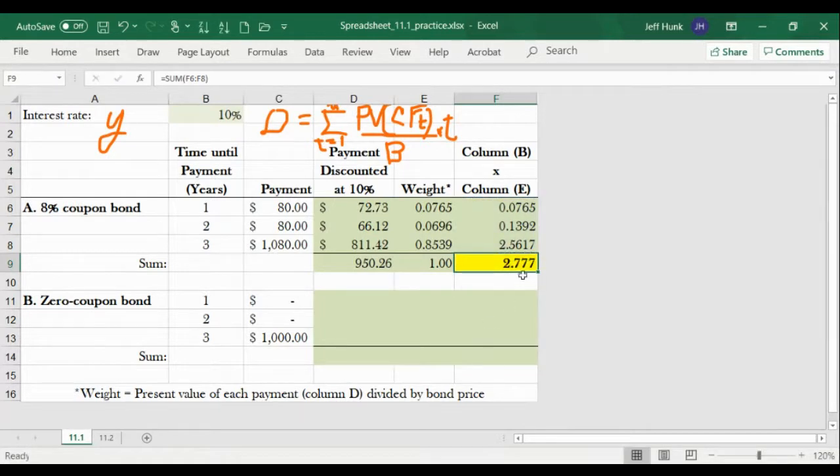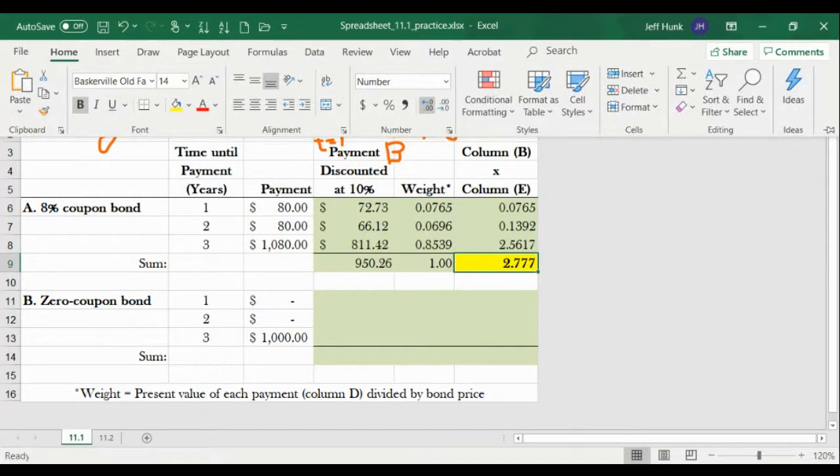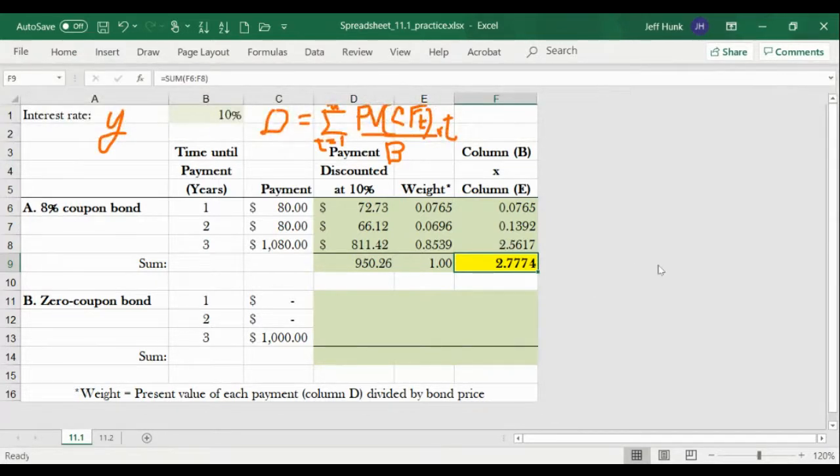There you go, 2.77, and let me increase the decimals, 2.774. That's the duration. In other words, you will fully recover your principal not in 3 years but in 2.774 years, right? So that is the effective maturity, and that's called duration.